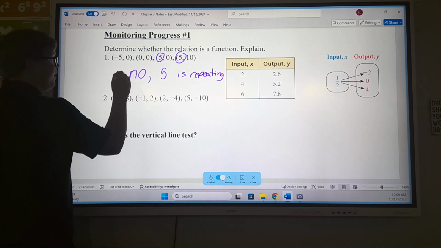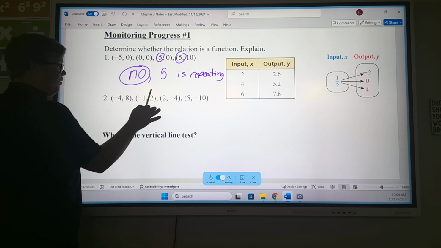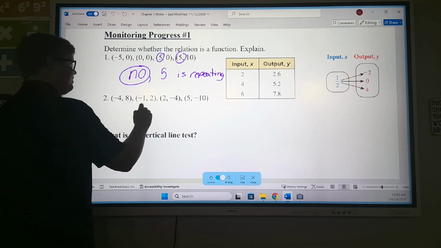Remember, we're not necessarily looking at the y's. All we're doing is looking at the x values. That is it. We look at number 2. I see -4, -1, 2, and 5. None of them are the same, so yes, this is a function.